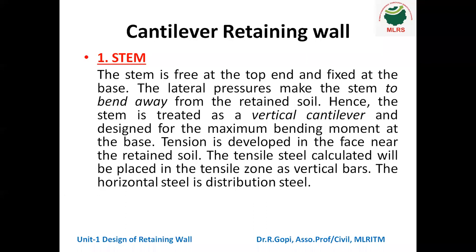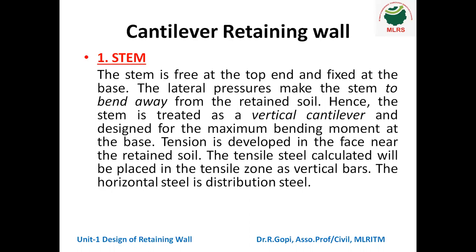Okay, so we know that in a cantilever retaining wall there are three important components. The first one is the stem. The stem is nothing but a vertical RCC member. The stem is free at the top end and fixed at the base end, so that it is called a cantilever retaining wall. What do you mean by cantilever? A cantilever structure, beam or element is one in which one end is fixed and the other end is free. You can see in the stem also the bottom end is fixed and the top end is free. We didn't give any support at the top.